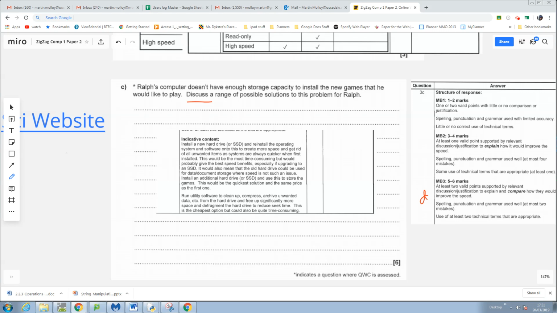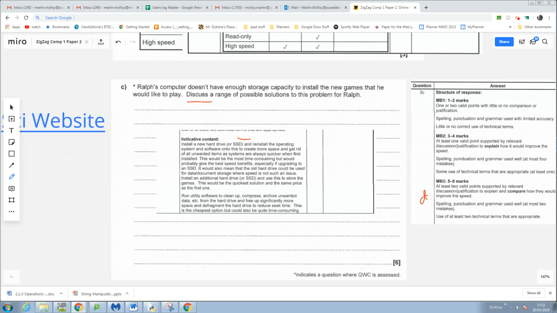How it's marked is over here, so whether you get 1 or 2 or 3 or 4 or 5 or 6 marks. And this bit here shows you the indicative content. So what sorts of things should we say? They're saying install a new hard drive or an SSD drive. They go into some detail about if you reinstall the operating system onto the new drive, that will work faster. It's a bit convoluted answer, I think. There's 2 answers in here, both basically mean the same thing.